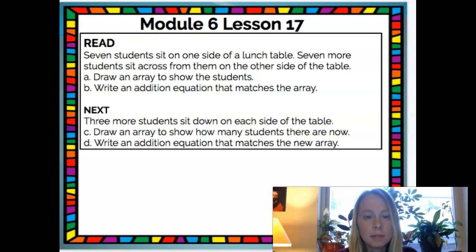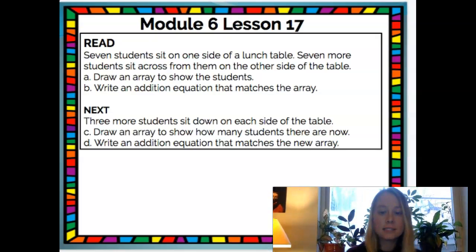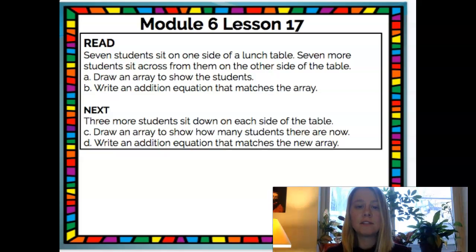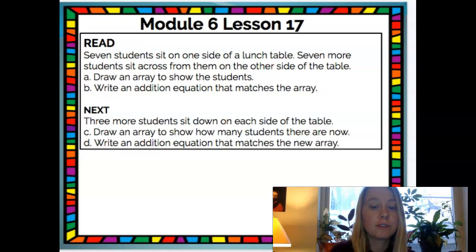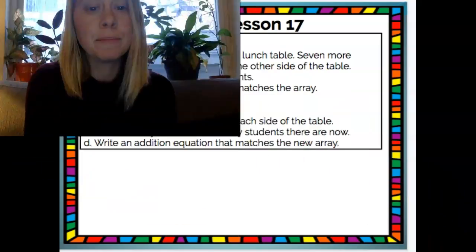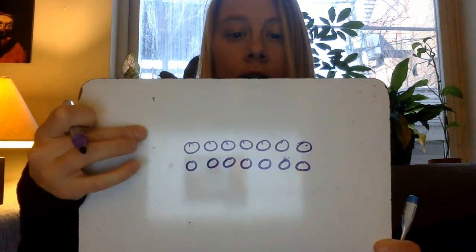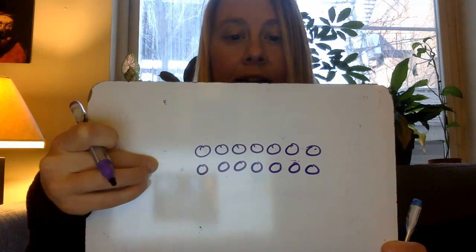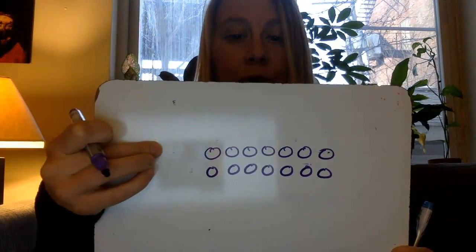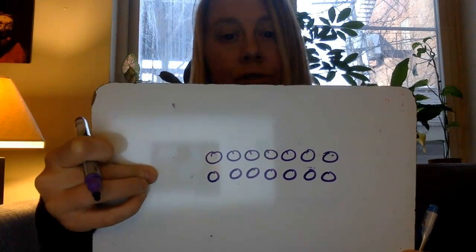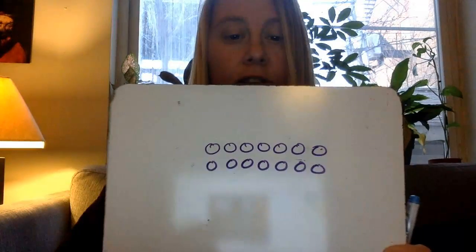Here is our application problem. It says, 7 students sit on one side of the lunch table. 7 more sit across from them on the other side of the table. A, draw an array to show the students. B, write an equation to match that array. So pause right here and do the first part of your application problem, and I'll do the same. Okay, I'm back. So this is the array that I drew. I have 7 on the top and 7 on the bottom. The top shows one side of the lunch table, and the bottom shows the other side of the lunch table.